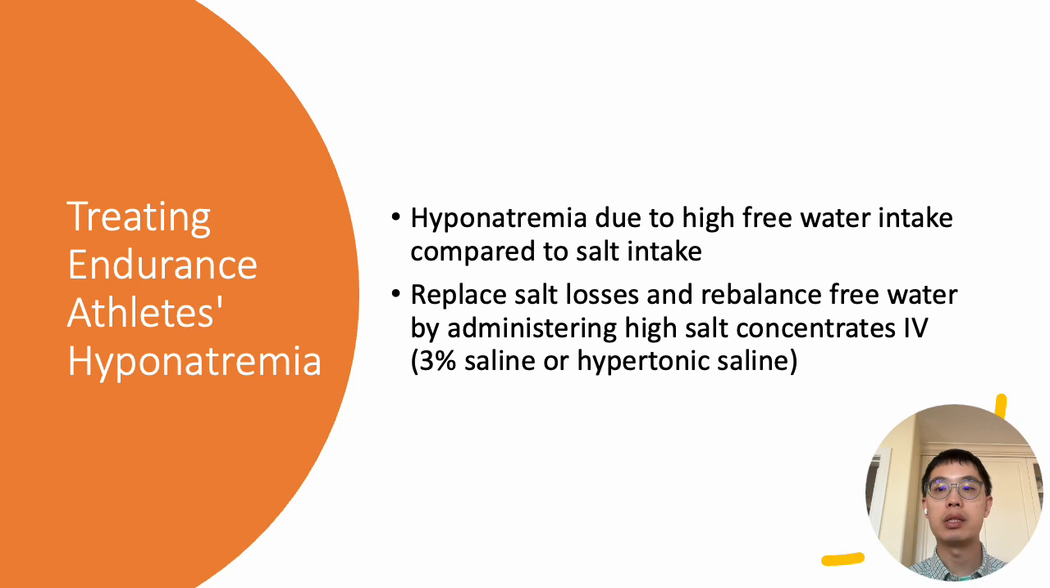Now, how do we treat these endurance athletes when they have hyponatremia? Well, we usually want to quickly increase their serum sodium levels, and this is usually through a high concentration of sodium, such as in 3% or hypertonic saline. The small bolus of hypertonic saline is usually enough to bring patients' serum sodium levels up by about 1 to 2 points, and that may be actually the difference between life and death or coma in these cases.